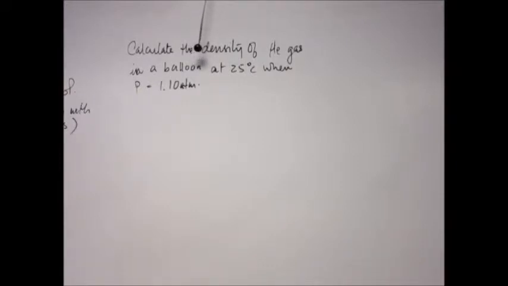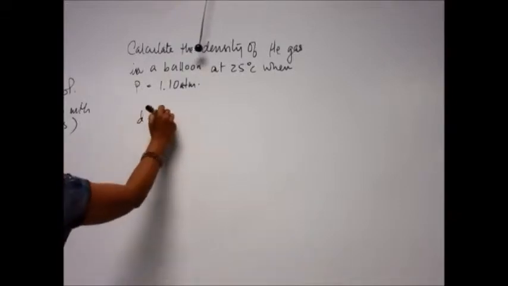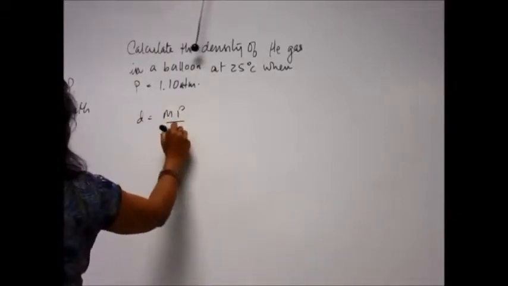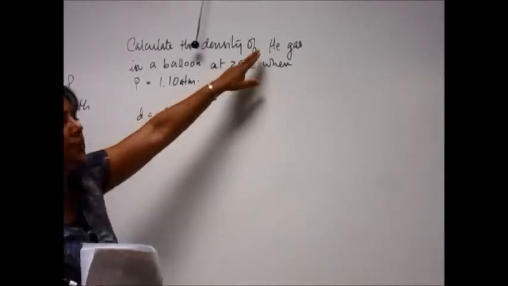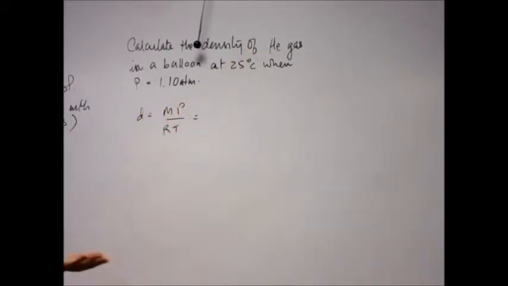And as I said before, I love formulas because all you need to do is find the right formula, plug everything in, and you should have your answer. Since we're calculating density, this will be our formula right here. D is MP over RT. M is the molar mass, and since we're dealing with helium, you find the molar mass of helium from the periodic table, which should be about 4.